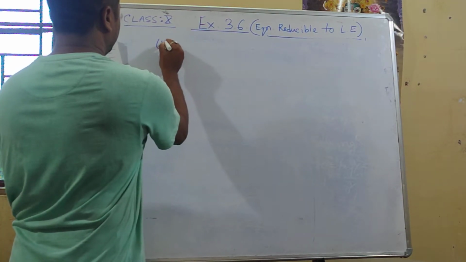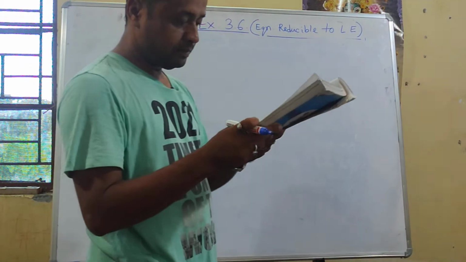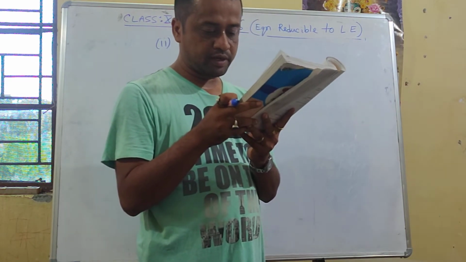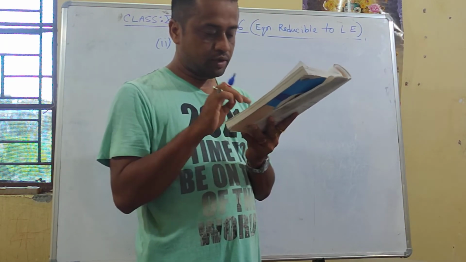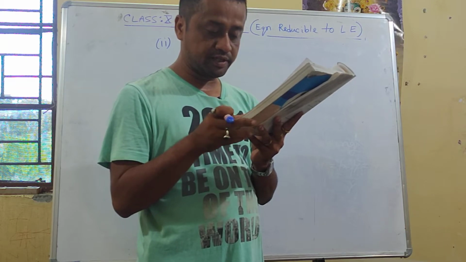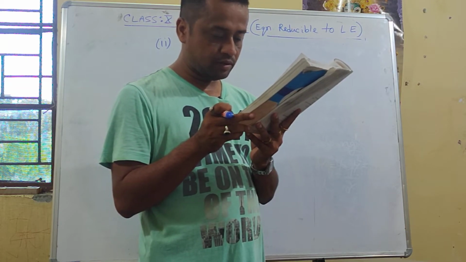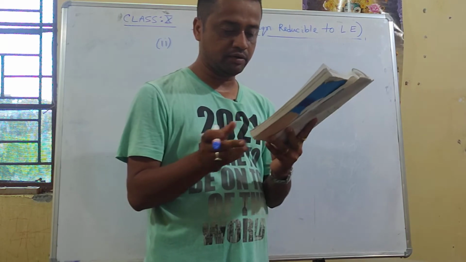Number 2. It is given 2 women and 5 men can together finish an embroidery work in 4 days, while 3 women and 6 men can finish it in 3 days. Find the time taken by 1 woman alone to finish the work and also that taken by 1 man alone.